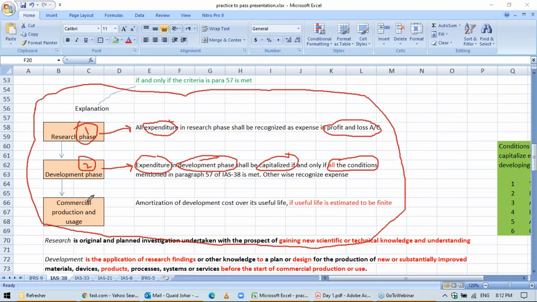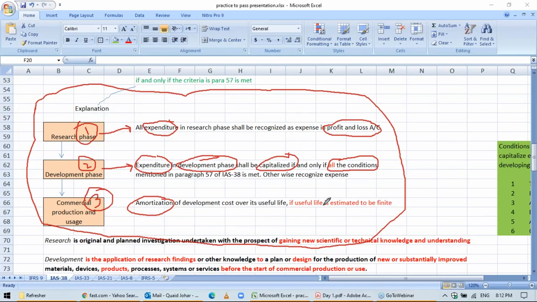And then what happens, once you have capitalized the asset, then you will amortize it when the commercial production stage starts. Once you make the formula and start making the medicine, you start making the shoes, the products, computers, all the development cost capitalized will be amortized, right, over its useful life, if the useful life can be estimated as finite. If you cannot estimate the useful life as finite, obviously you need a denominator to calculate the amortization. You won't be able to calculate the amortization over it, right?